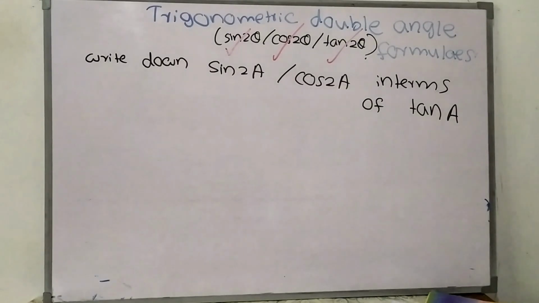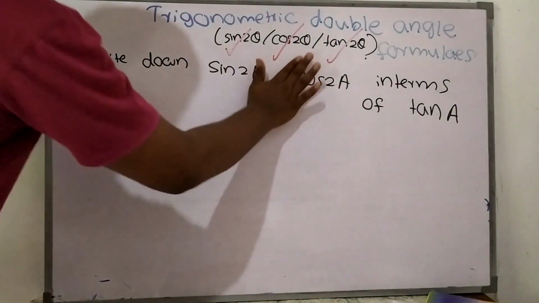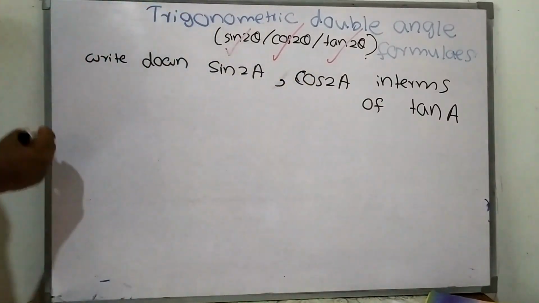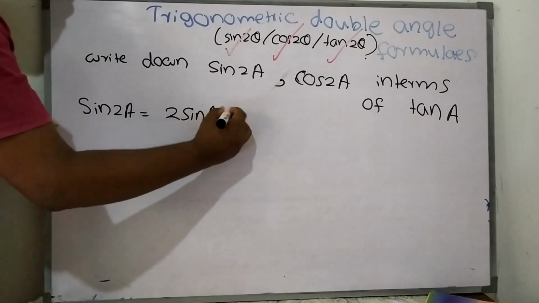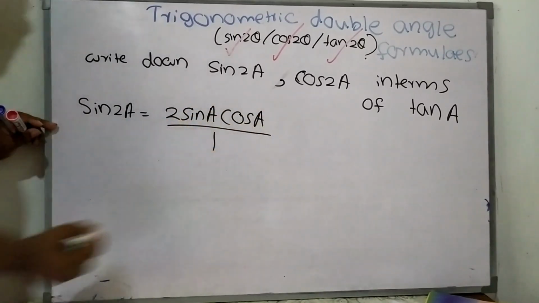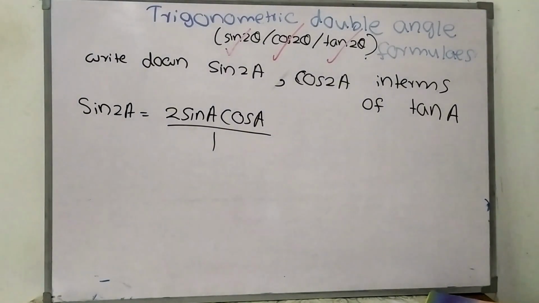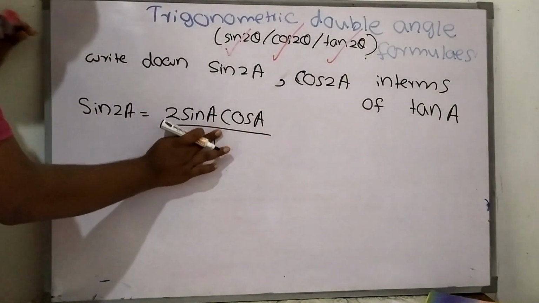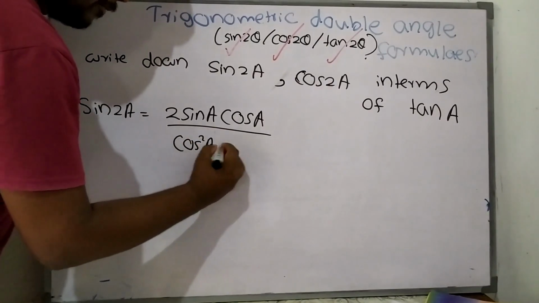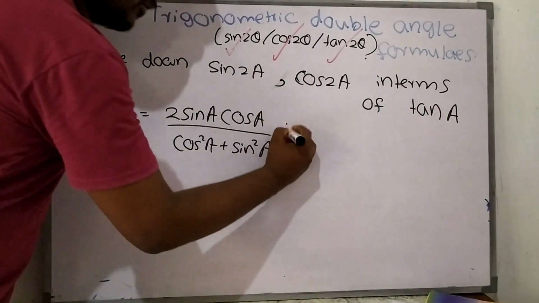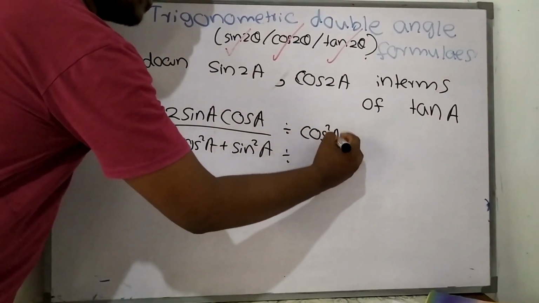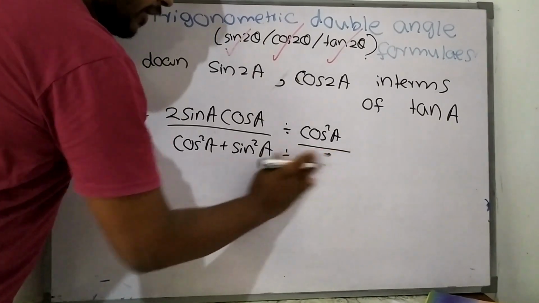Okay children, so this is my next sum. Write down sin 2A, cos 2A in terms of tan A. Obviously this is a comma, so this is not a division. So what is sin 2A? This is 2 sin A cos A over 1. So what is 1? 1 is cos squared A plus sin squared A. It's obvious, right? Then I'm going to divide the whole thing by cos squared A over cos squared A.